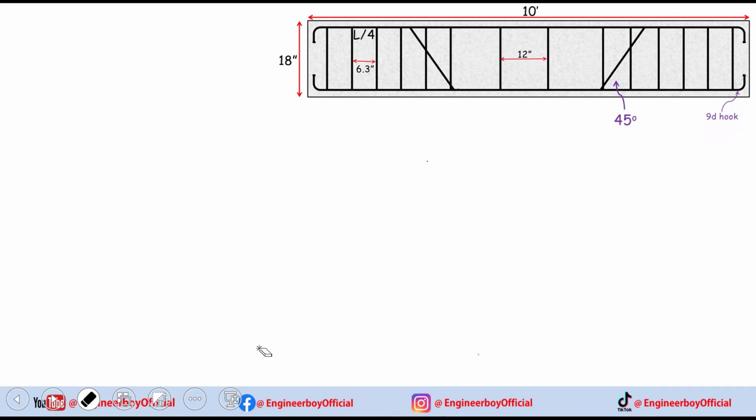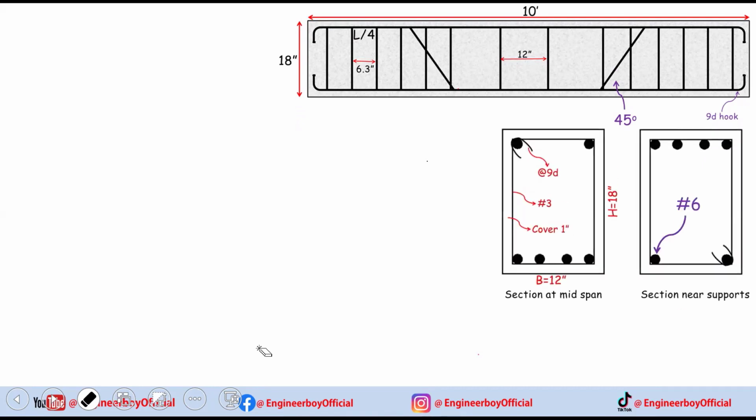The height is just 18 inches, and it is, of course, a bent-up bar. And we have sections: one is at mid-span, and there is one near the supports.